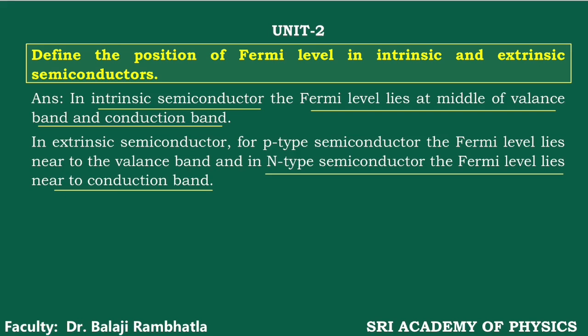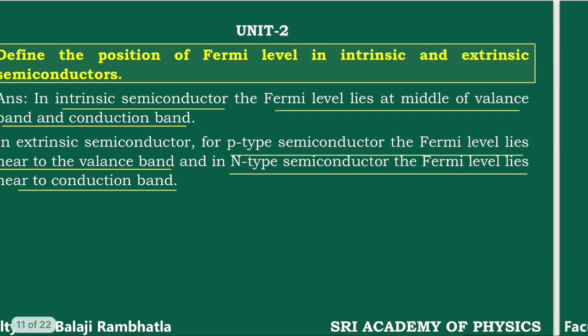In case of P type semiconductor, the doping impurity is called acceptor impurity. That impurity level lies very near to the valence band. So the distribution of the charge is more towards valence band compared to conduction band. So the Fermi level shifts towards the valence band side, right?